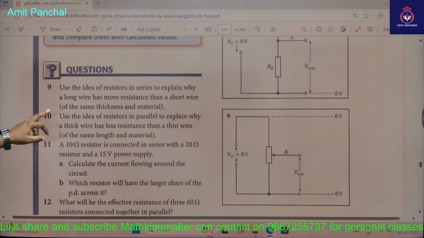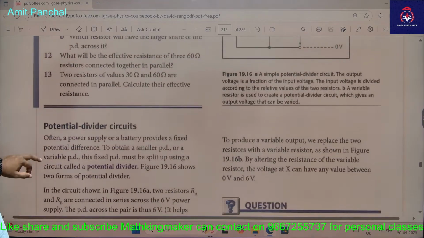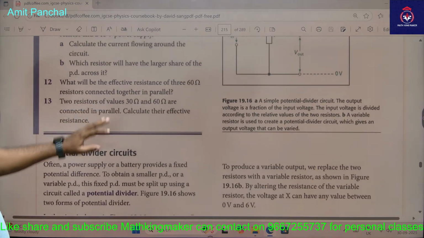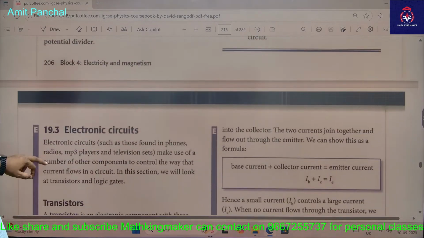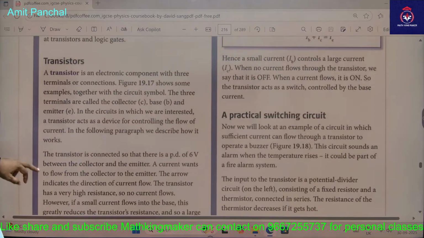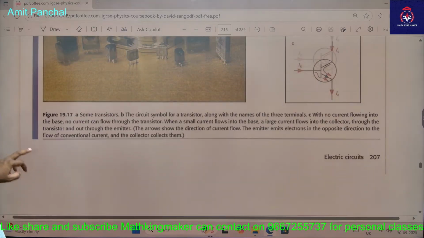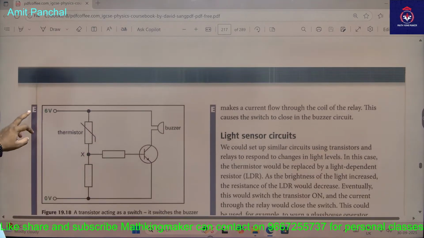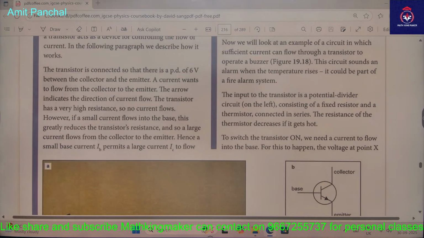And there are some questions. It is better to do it as homework. If there is any doubt, we'll do it in the next class. So up to here it is finished. What is left: potential divider, electronic circuits, transistors, practical switching circuits, light sensor circuits. No issues, we'll do it in the next session.